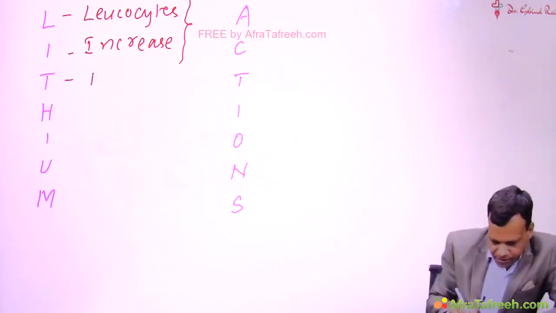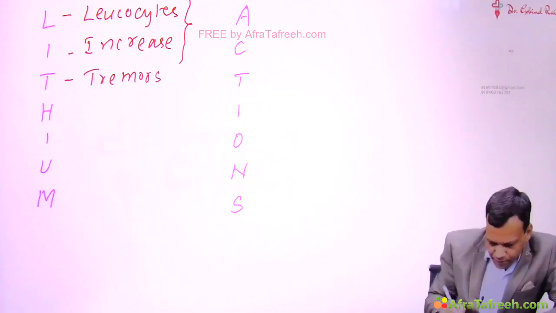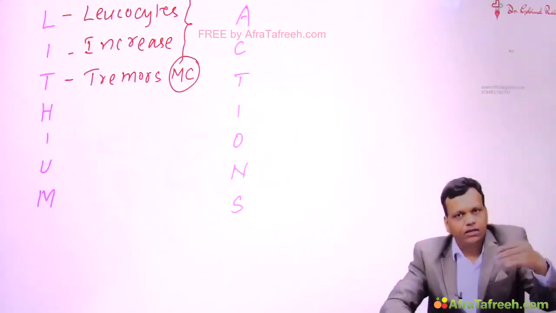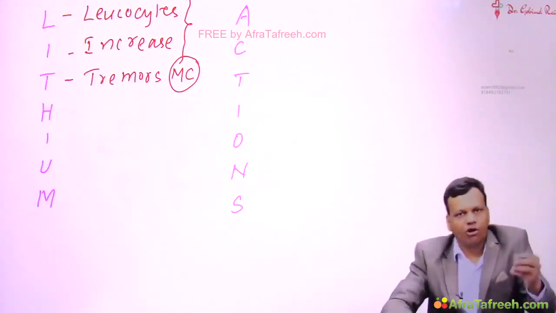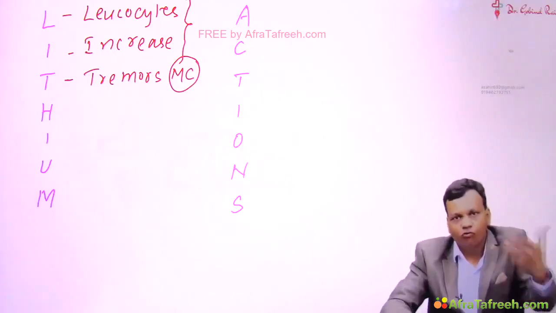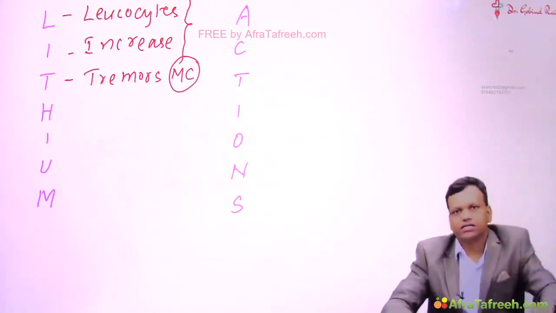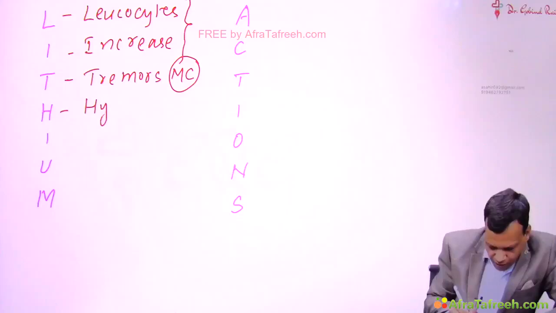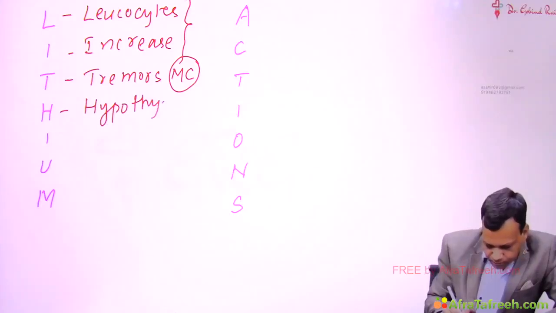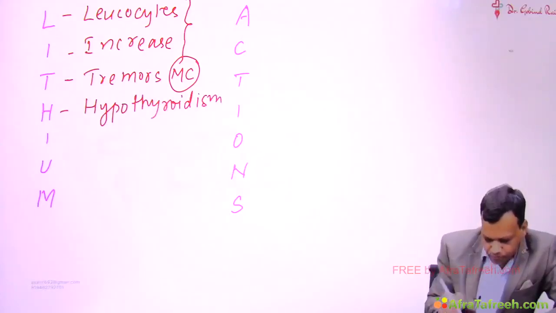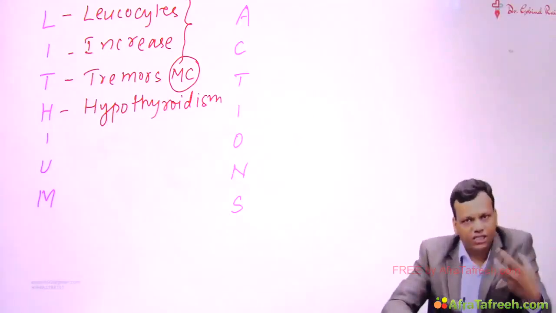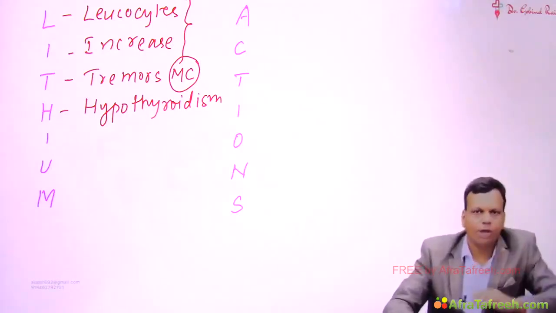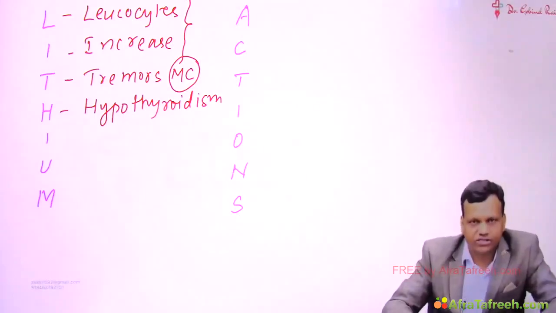Then T for tremors. Tremors are the most common adverse effect of lithium therapy. At normal therapeutic concentration, it may cause fine tremors, but whenever overdose or toxicity occurs, it can result in coarse tremors also. Then H for hypothyroidism. Lithium inhibits the secretion of thyroid hormones from the thyroid gland into the blood. So when the hormones do not come into the blood, it can lead to hypothyroidism.